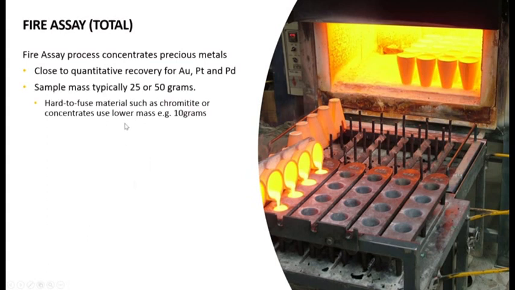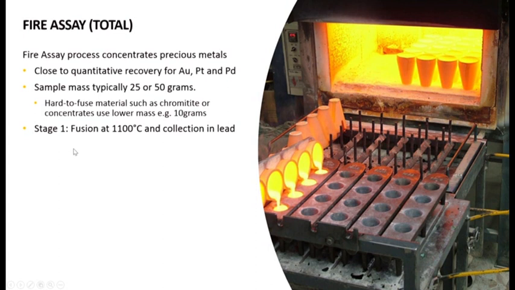We typically use a big sample, which is a good thing if you want to lower the variance on your sampling error. For materials like chromitites and copper concentrates, for example, we're going to use a smaller sample, so you're not going to do a 50-gram fire assay on a copper concentrate unless you do it 5 times and put all the buttons together.